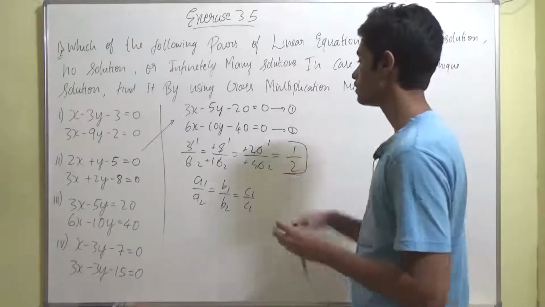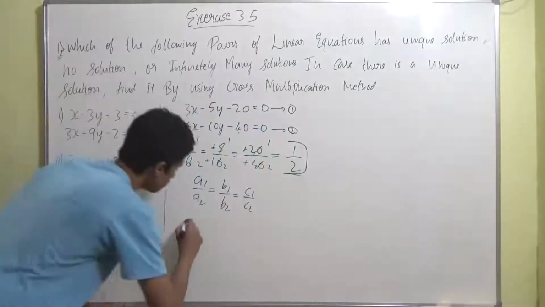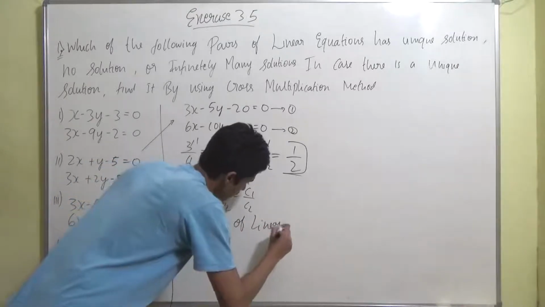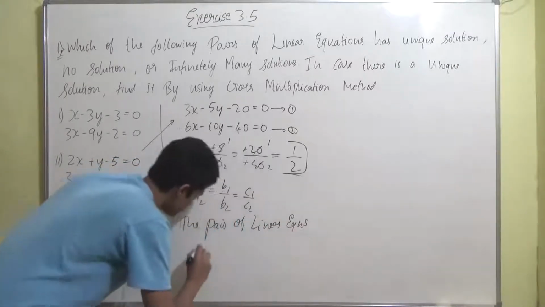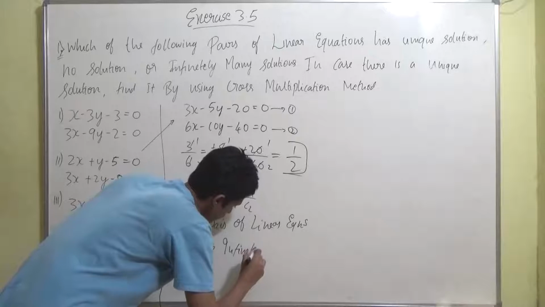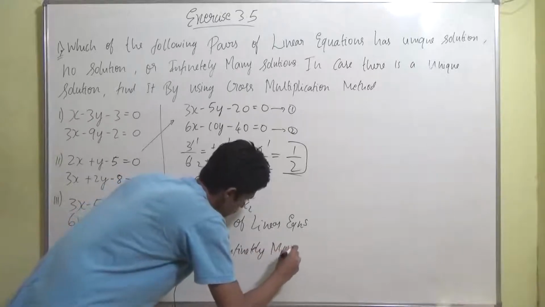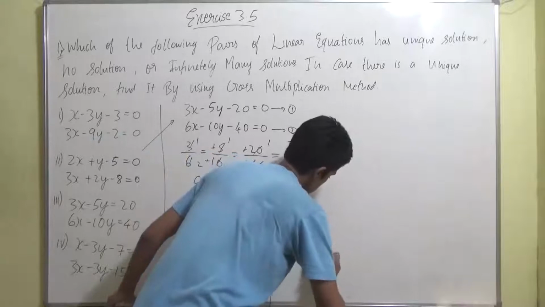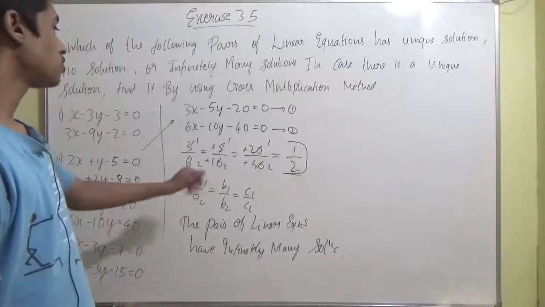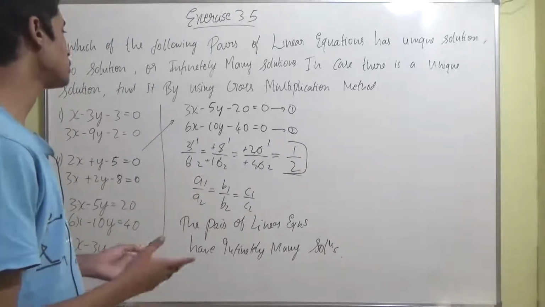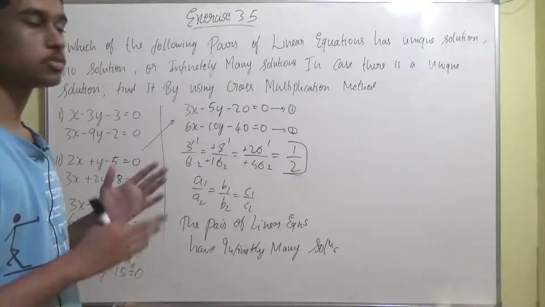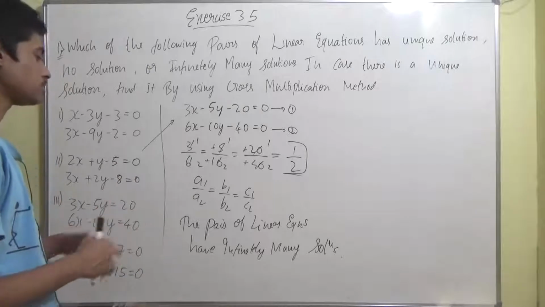This has infinitely many solutions, which means the pair of linear equations have infinitely many solutions. While you write, you have to write in full forms, guys. I'm writing in short form. So that's it, guys. Since it doesn't have any unique solution, there is no need to go to the further steps, that is for the cross multiplication. There's no need to go to cross multiplication since there's no unique solution.